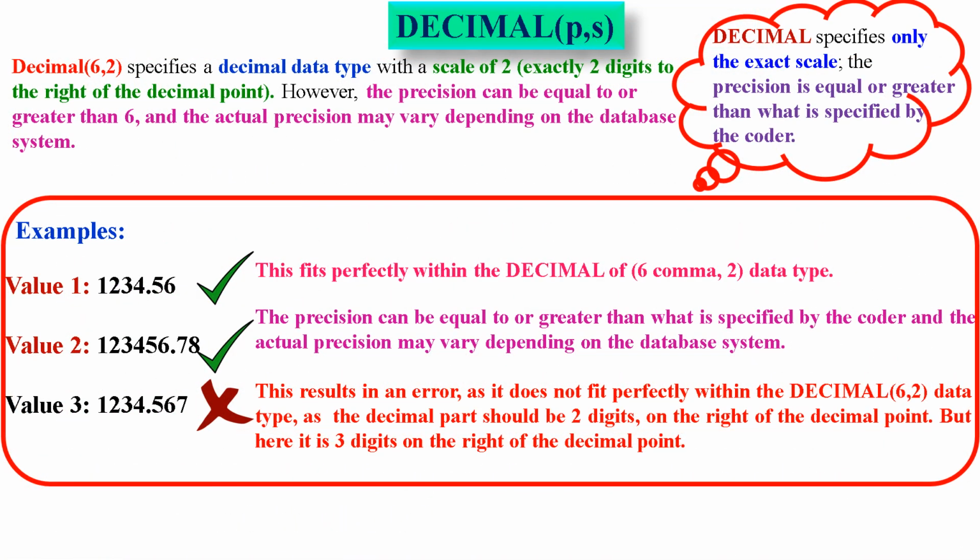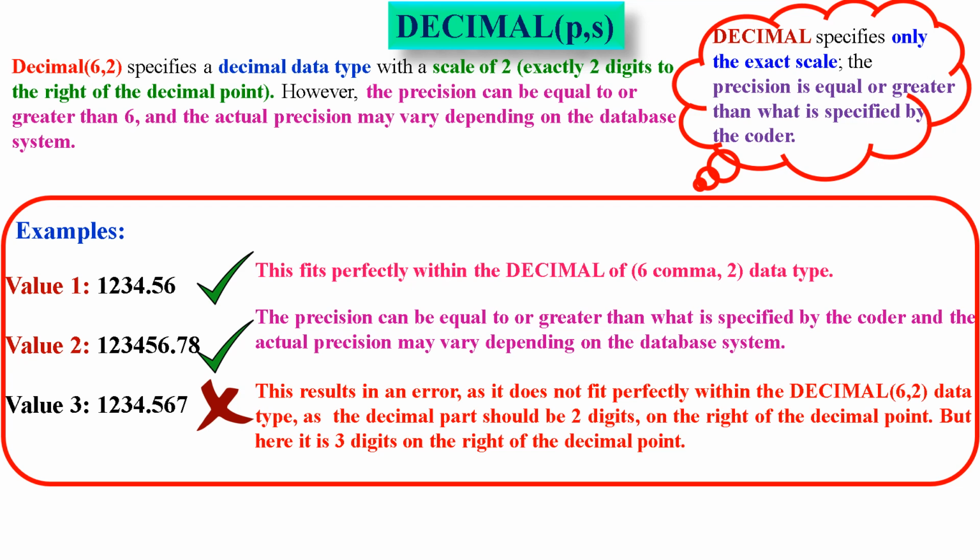Let's see some examples. Decimal of 6,2 specifies a decimal data type with a scale of 2, exactly 2 digits to the right of the decimal point. However, the precision can be equal to or greater than 6, and the actual precision may vary depending on the database system. Remember that decimal specifies only the exact scale. The precision is equal or greater than what is specified by the coder.